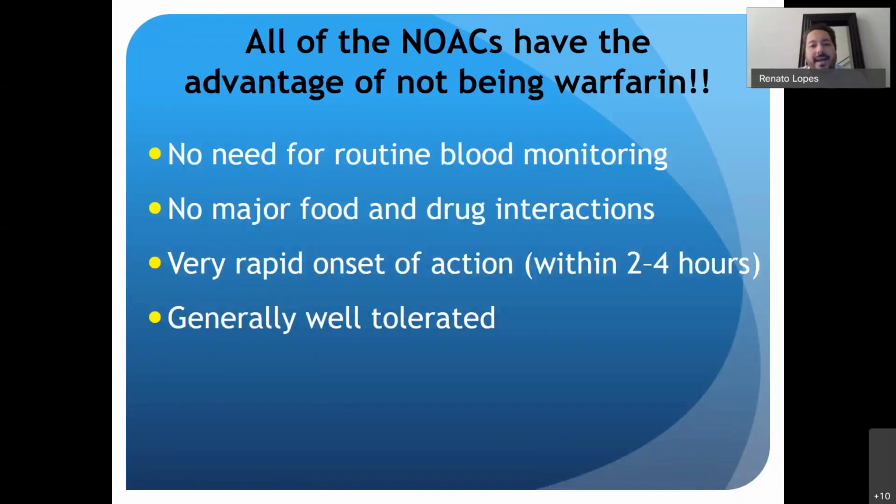So all of the NOACs have the same advantage of not being warfarin. So that's their first main advantage. They are not warfarin. Therefore, you don't need to monitor them routinely. There are no major food or drug interactions. We have a very rapid onset of action and a very short half-life, which is really good to manage bleeding. And in general, they are very well tolerated.